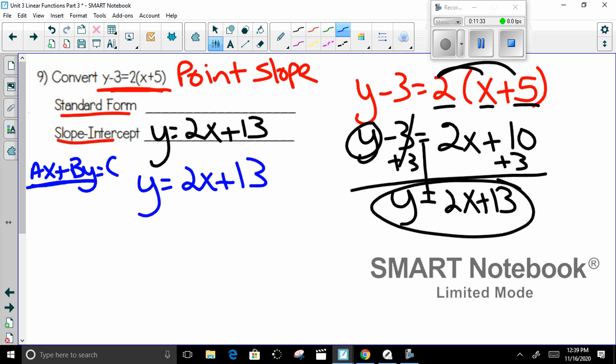X and y are on one side. Remember, you want no fractions, no decimals, which it looks like I'm okay with that, but I want a to be positive, the number in front of x. So check that right now. Is a positive? It is. So leave it there. Don't touch it.